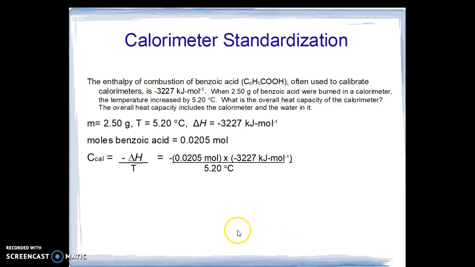Now, how do we figure out what the C of the whole calorimeter is? Well, we have less than a mole, so we're going to multiply that number of moles by the kilojoules per mole, then divide by the temperature change that we see in the calorimeter. So the calorimeter has a C of 12.7 kilojoules per degree.